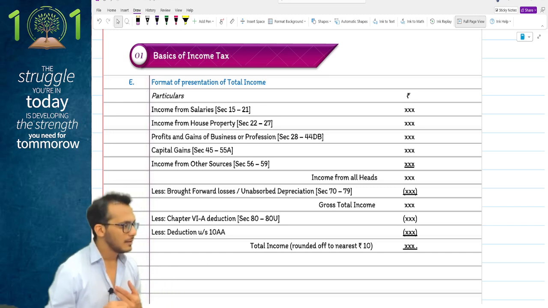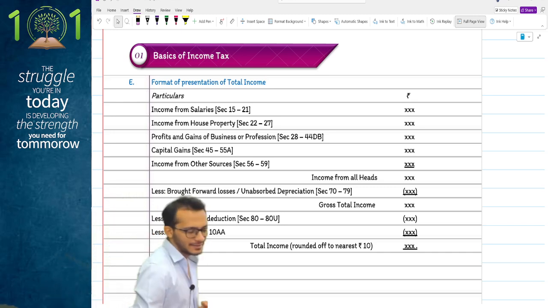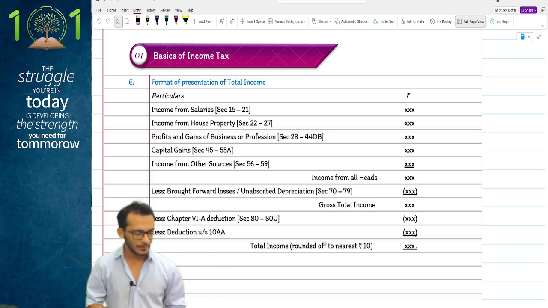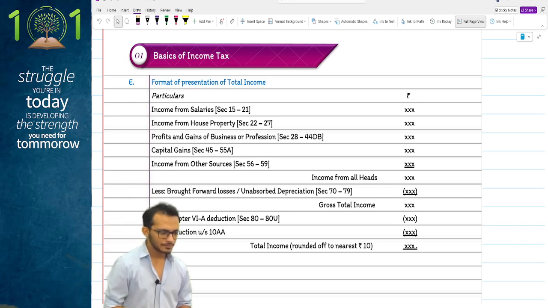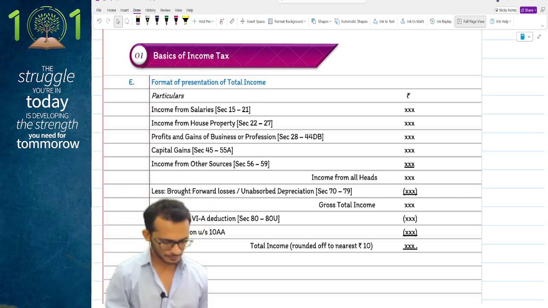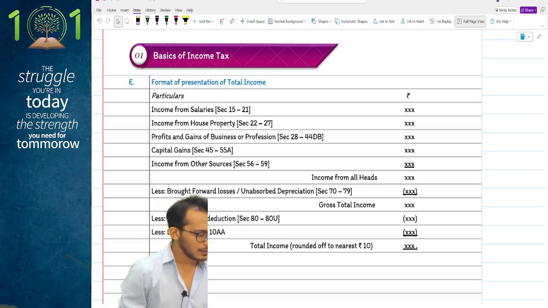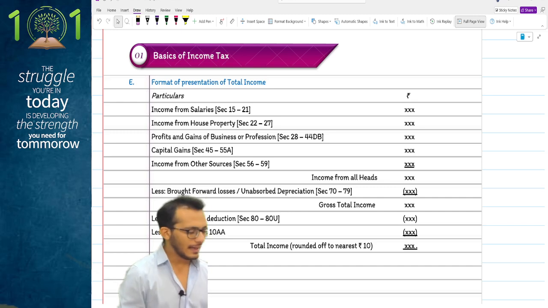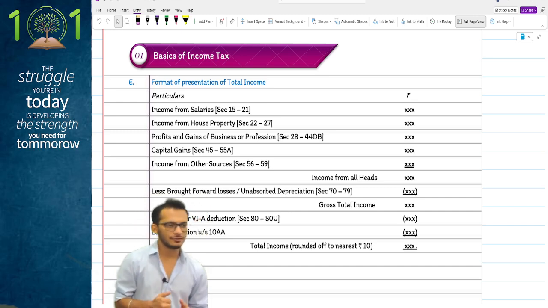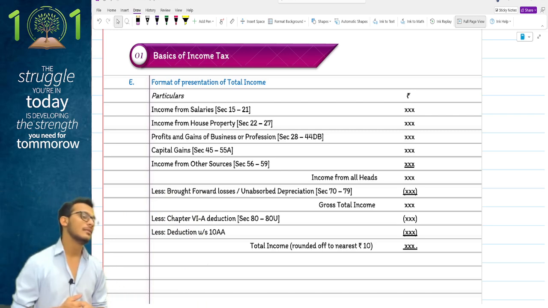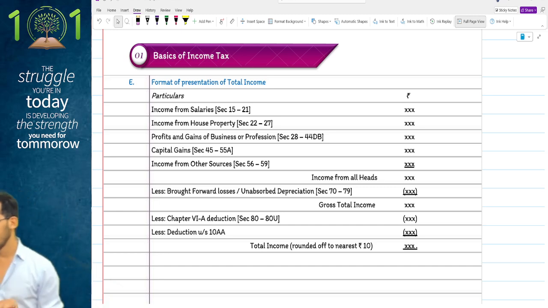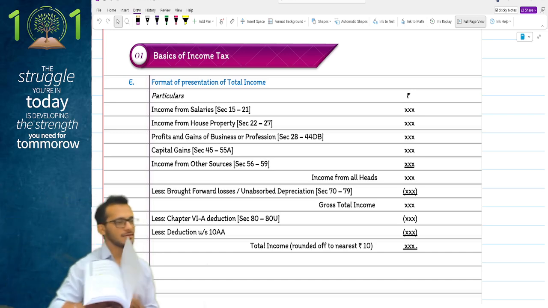Step number 8. Claim chapter 6A and 10AA deductions, full stop. This is called as total income.